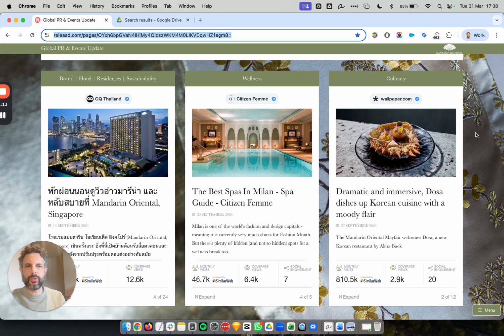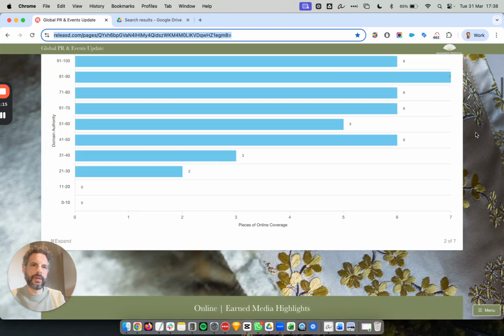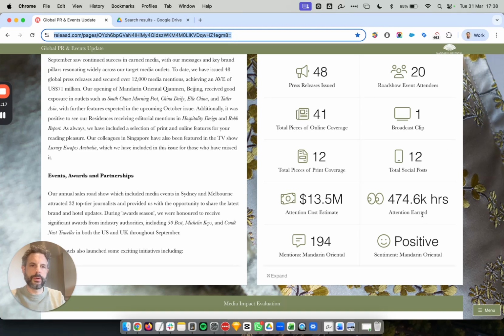Now we scrape all of that online coverage, and the primary input for generating attention earned in hours is based largely on word count. There's an independent study that says for different types of word count for editorial coverage, you can expect X number of seconds of focused attention. We obviously know how many articles are in the report and the word counts of each one, and we cross-reference that with this data.